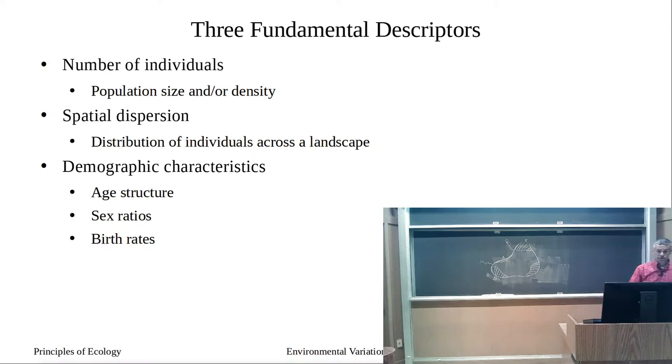Then our third fundamental descriptor that we're going to talk about are the demographic characteristics. This will be the lab after our spatial dispersion, so this will be 2 weeks. We're going to deal with demographic characteristics. All right. The demographic characteristics that we'll talk about here in lecture are age structure, sex ratios, and birth rates, among other things. All right. So we can talk about death rates. That kind of leads to our age structure. So that's kind of why I left that off. What we're going to talk about today and probably finish up on Monday is number of individuals and spatial dispersion.